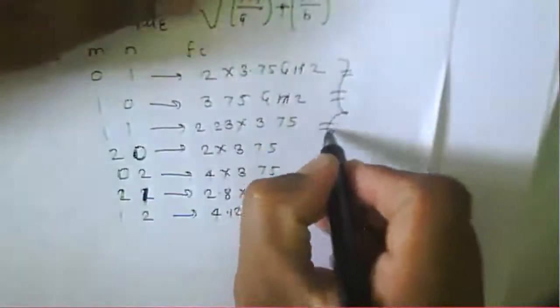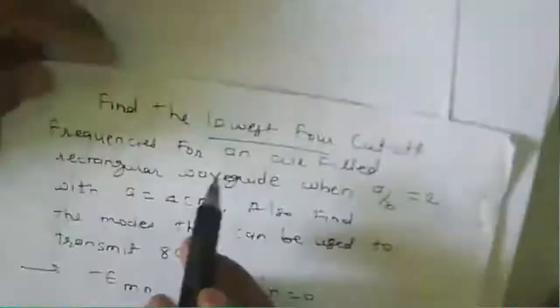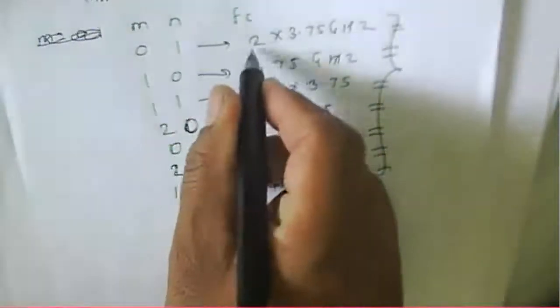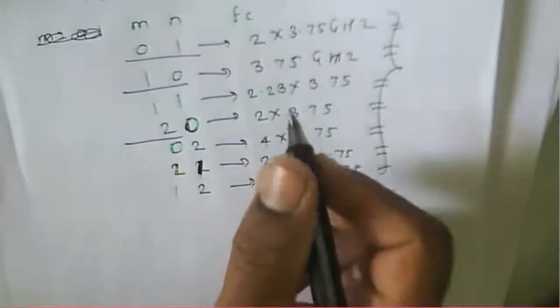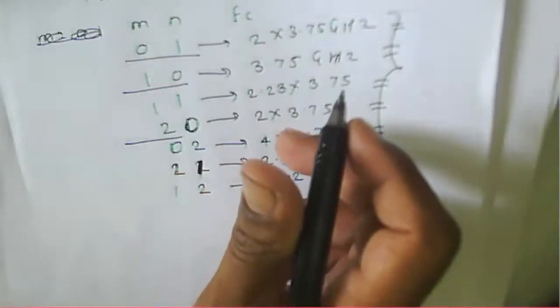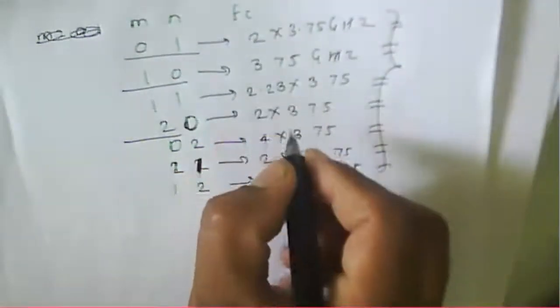Now you can see at what values we are getting the lowest cutoff frequency. So here, find the lowest cutoff frequency. The lowest cutoff frequency is 2 into 3, that is nothing but a 6. Likewise, 1 0 and 2 0 are about the same. So we can consider 2.23 as well, and we can say that these are the 4 lowest cutoff frequencies.